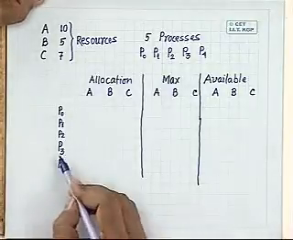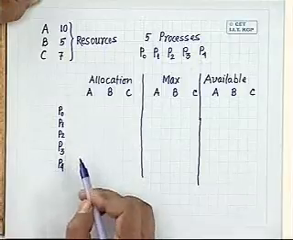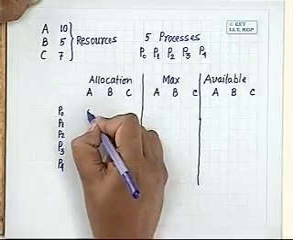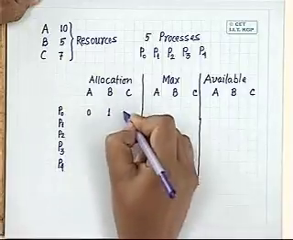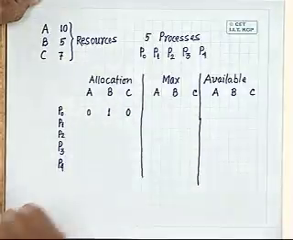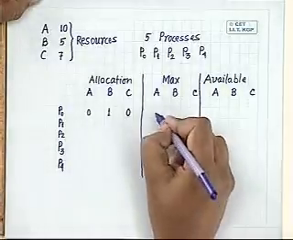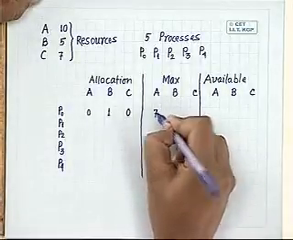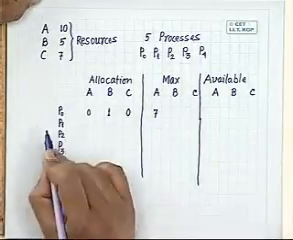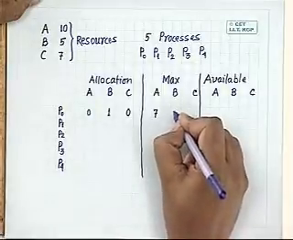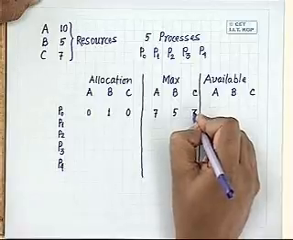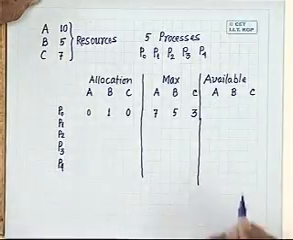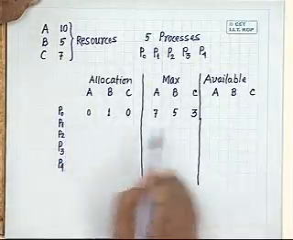So at a particular instant of time, P1 has been allocated 0 instances of resource A, 1 instance of resource B, and 0 instances of resource C, whereas the maximum requirement of the resources for process P0 is something like this: 7, 5, 3. This is the maximum requirement of the resources for process P0.